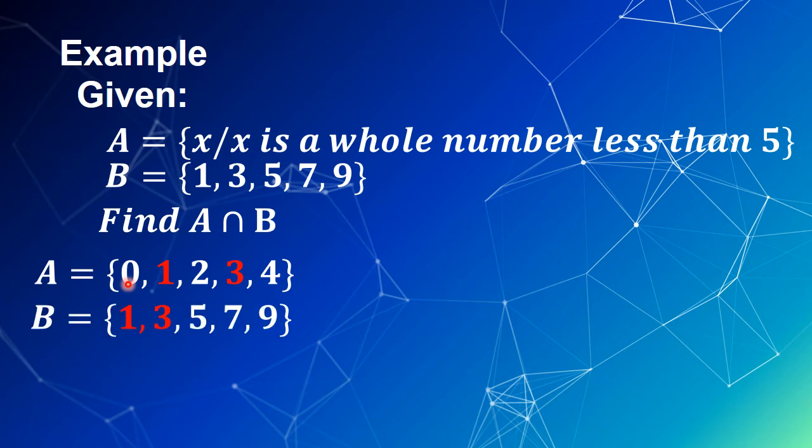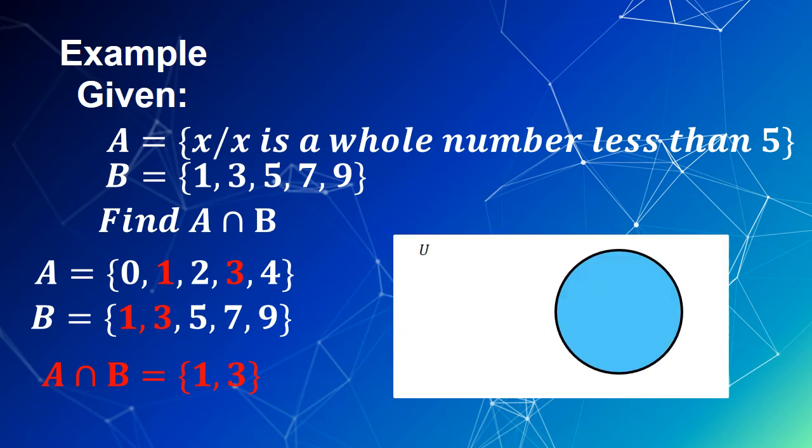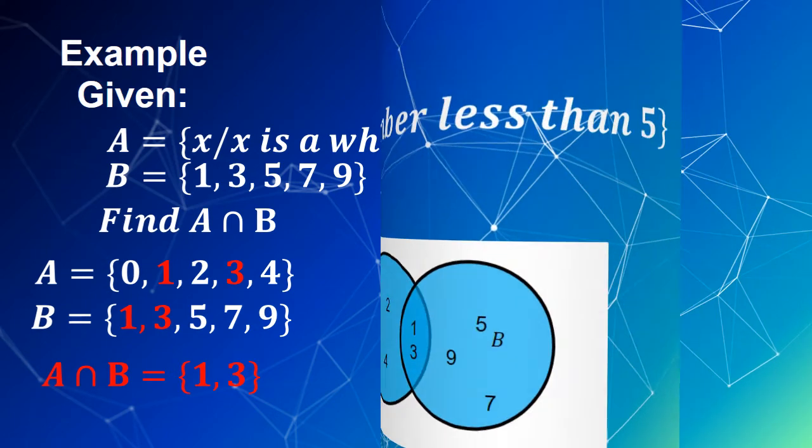As you can see, 0 is included because 0 is a whole number. Then we have B, with 1, 3, 5, 7, and 9. So I highlighted 1 and 3 because 1 and 3 are both present in sets A and B. So therefore, the intersection of A and B is 1 and 3. If you're going to illustrate that, 1 and 3 is the intersection of this.